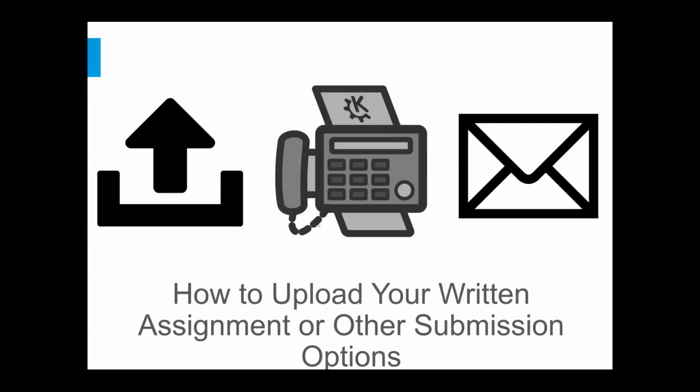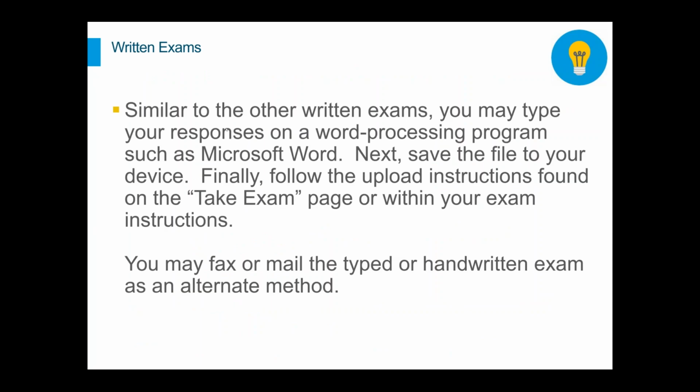Next, we'll go into how to upload written assignments at Penn Foster or any other submission options if you desire. So similar to other written exams at the high school, you may type your responses on a word processor such as Microsoft Word. If you don't have access to Microsoft Word, you can definitely use WordPad, Google Docs. There's other programs out there. But you definitely just want to upload it on the Take Exam page, again, following those instructions. Worst case scenario, if you don't have access to an electronic submission method, you can fax or mail a handwritten exam even as an alternate method.